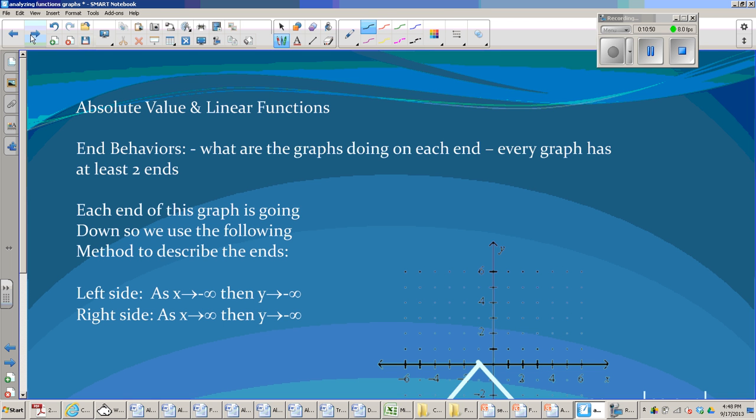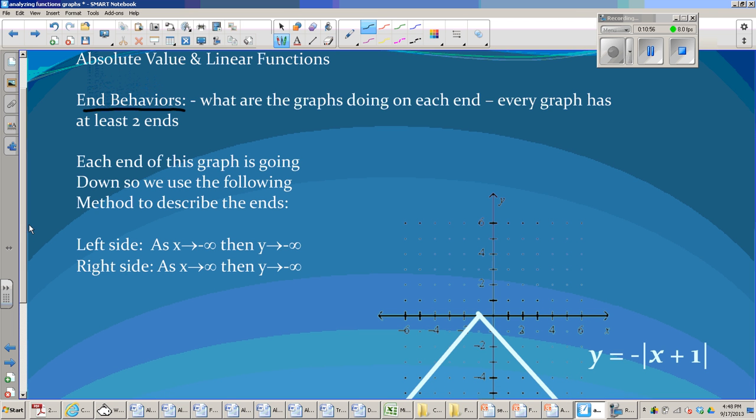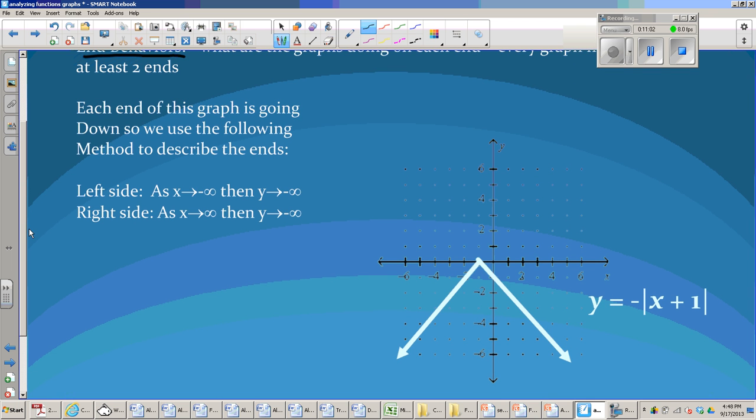Now let us look at end behaviors. End behaviors: what is the graph doing on each end? So we have two ends. We're going to read from left to right, so we're going to start at the left side. What is the graph doing on the left side? As x goes to negative infinity, the y's are going to negative infinity.